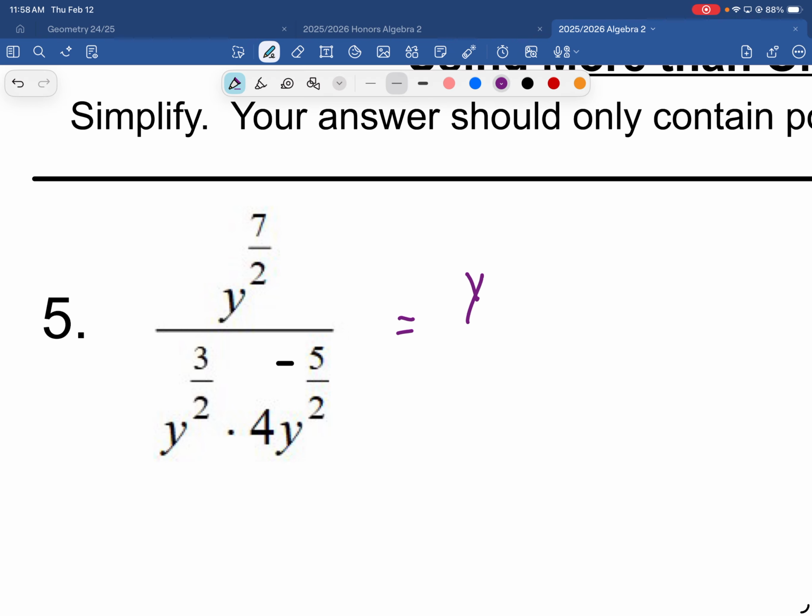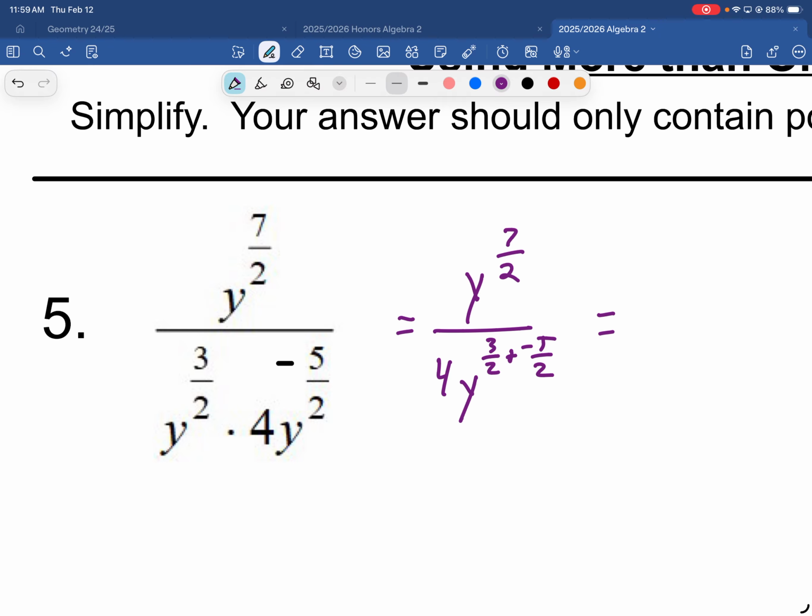It's staying y over 7/2. My denominator, now I have to multiply. So I've got to think about my multiplication rules. 4 times 1 is still just 4. I've got y as the base for both of them. What do I do with the exponents when I multiply? We add. So that's 3/2 plus negative 5/2.